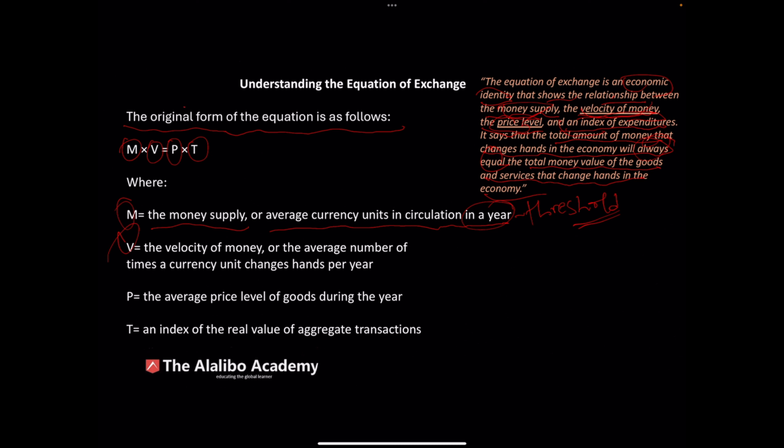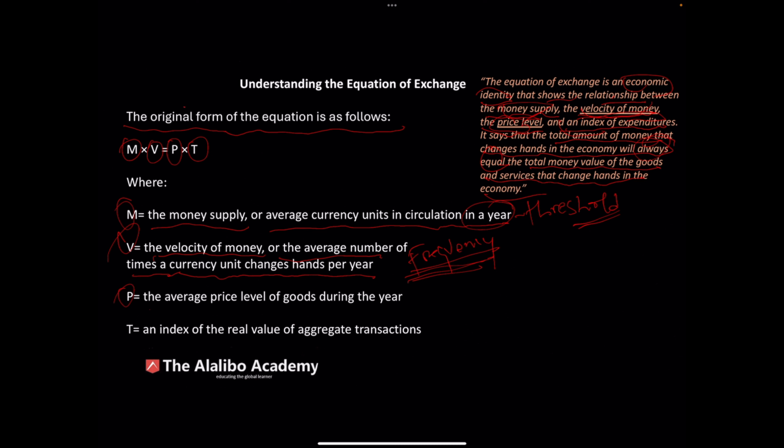The velocity then is velocity of money, or the average number of times a currency unit changes hands per year. This is very important to understand, right? So here we'll talk about frequency. How often? We want to understand how often a currency unit changes hands every year. Of course, in an economy, money will change hands, right? Because people are buying, people are selling, there's consumption going on, economic interaction, and so forth. But the question is, how often does that happen? What is the frequency of that?